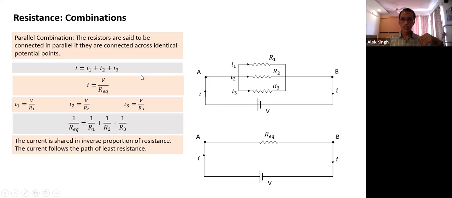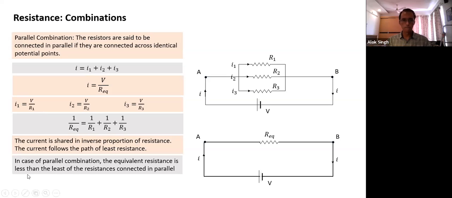So if current I is coming into a combination of parallel resistors, it will be split or shared in which proportion? In inverse proportion of resistance. So current is shared in inverse proportion of resistance, or the current follows the path of least resistance. More current will flow along the path which offers lower resistance. Okay, so this is parallel combination, nothing very surprising, nothing very new.